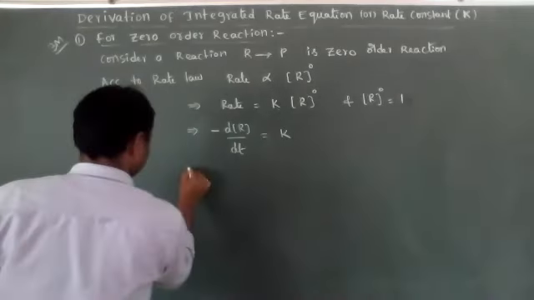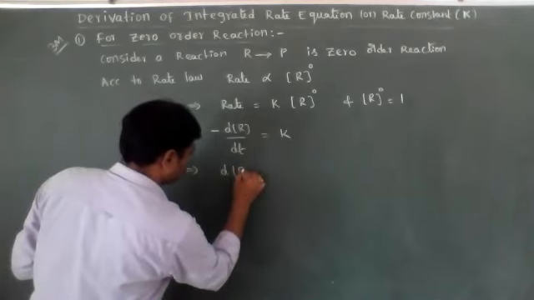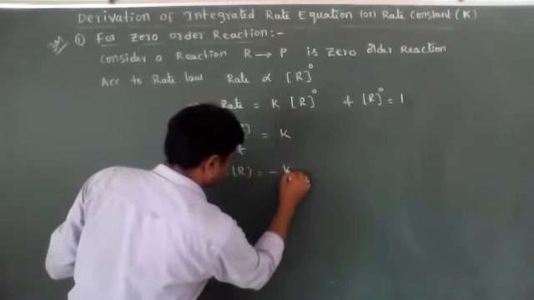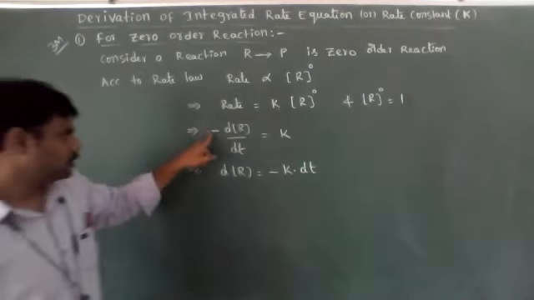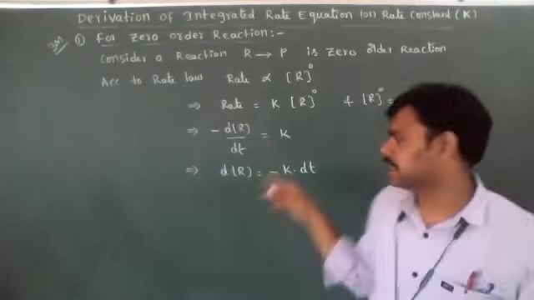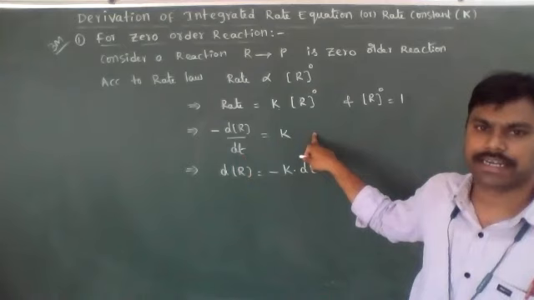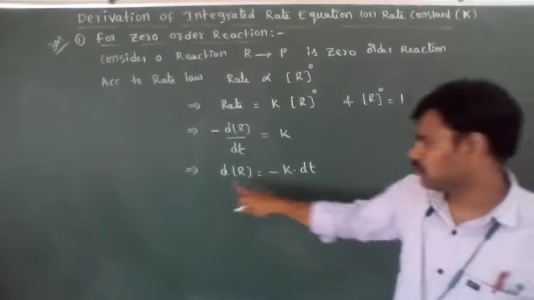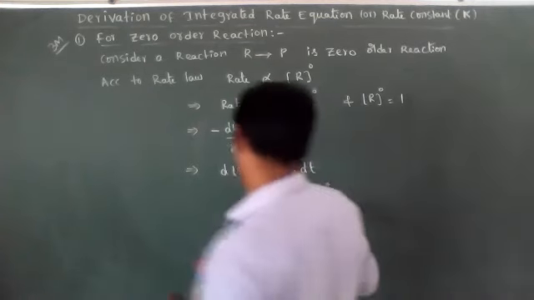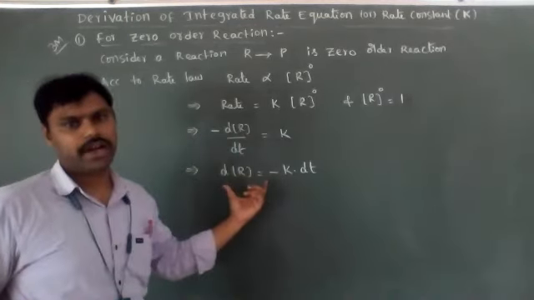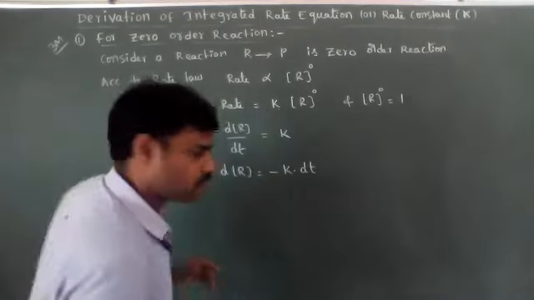Now you have to simplify, dear students. dR is equal to minus K into dt. This negative sign we pass to the right side, so it becomes minus K, and the dt in the denominator comes to the right side and becomes multiplication. So dR is equal to minus K dt. Okay, it's very clear. Now this equation, you have to do integration on both sides, the right side and the left side.